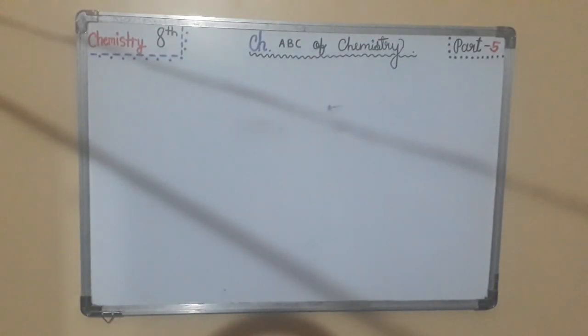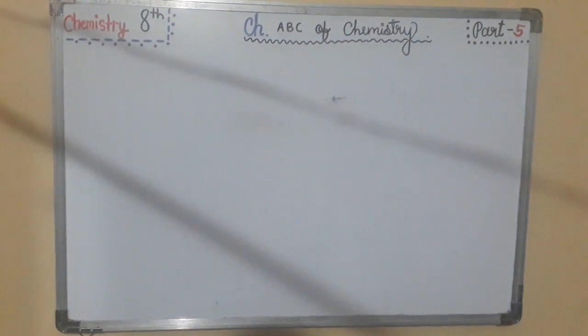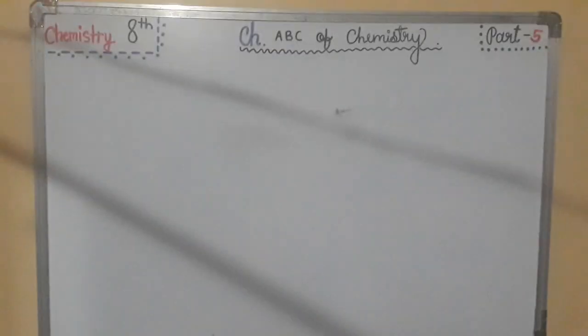Today we will learn Class 8th Chemistry Chapter ABC of Chemistry Part 5. In this part we will learn about the table of all the atomic elements and their protons and electrons in neutral atom. So we will learn our first 20 elements of periodic table.